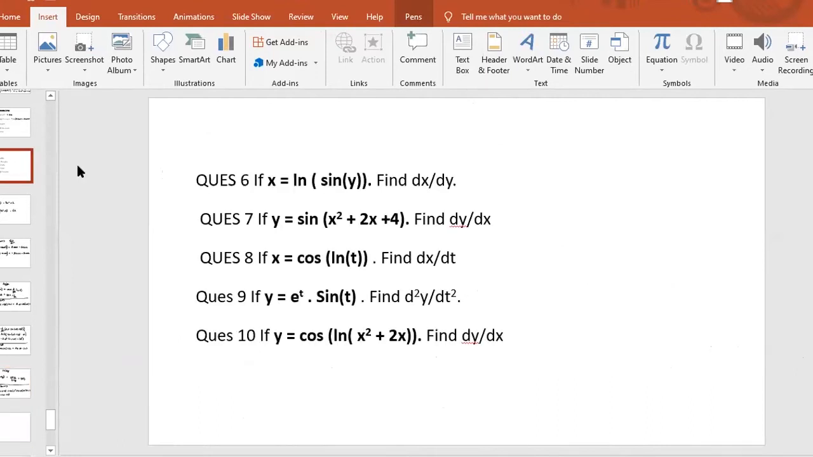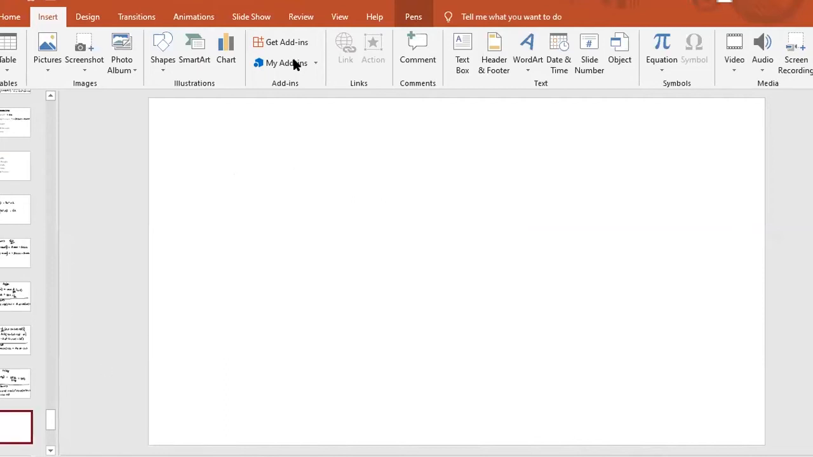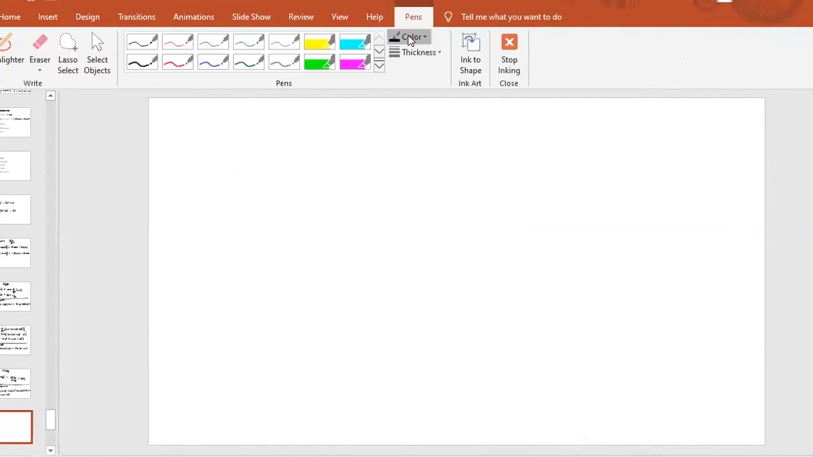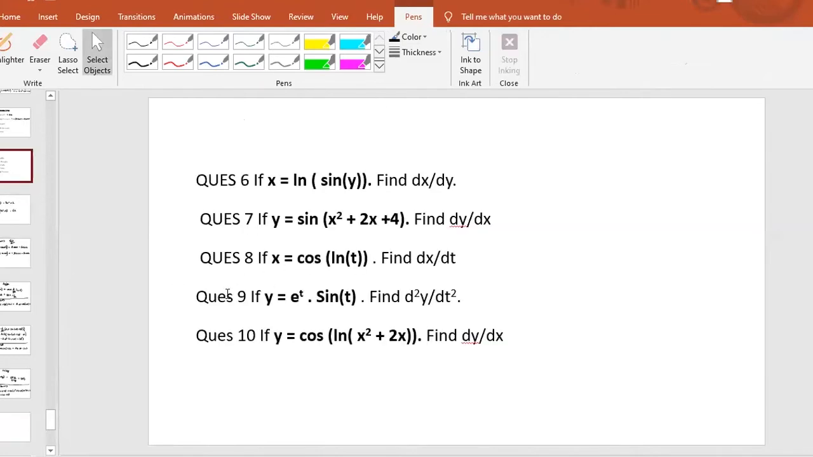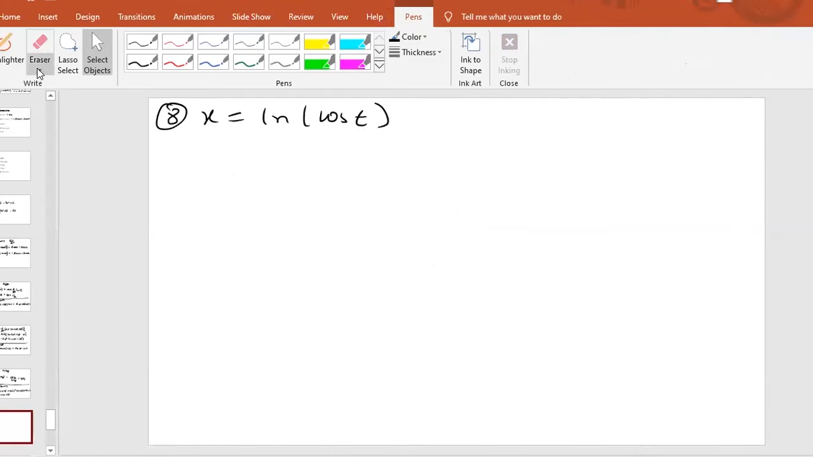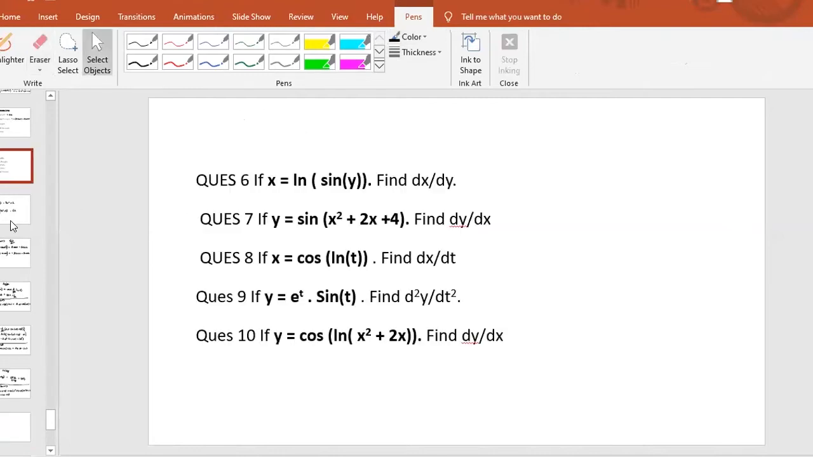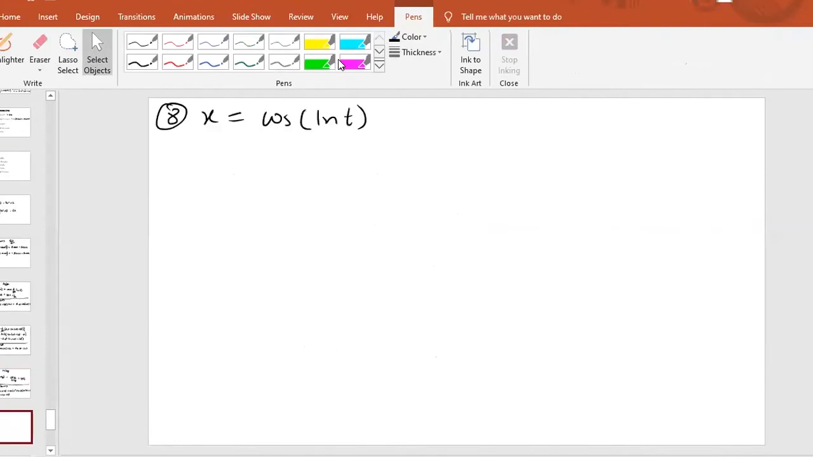Fine. Now next problem, question number 8. If x is equal to cos of ln t. What we have to find here? Dx by dt. So I think it is very easy now.